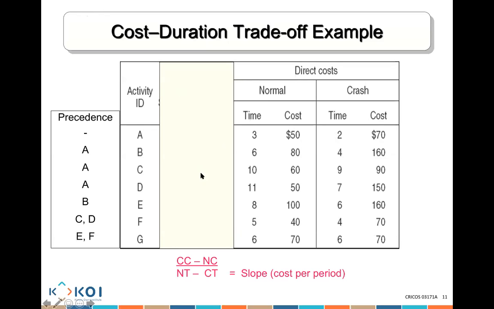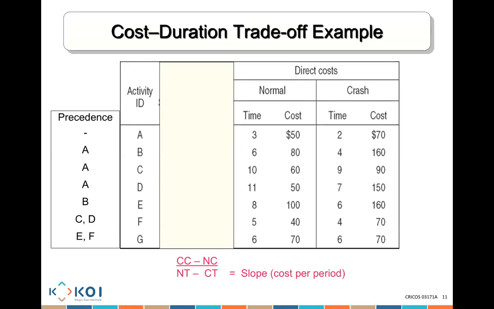The way you calculate how much duration you can reduce, you take the normal time minus the crash time. So to know how many periods of time I can reduce activity A by, you do normal time, which is 3, minus crash time, which is 2, equal 1, which means you can only reduce activity A by 1 duration, which is 1 day only.